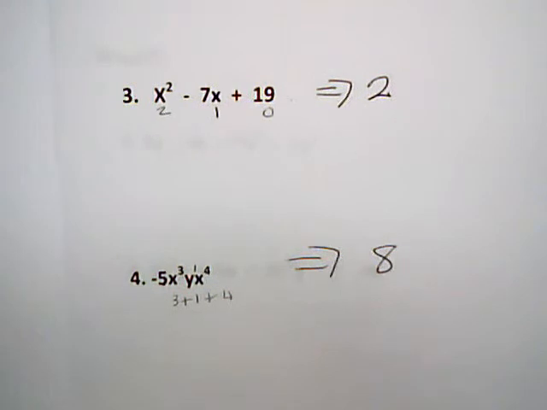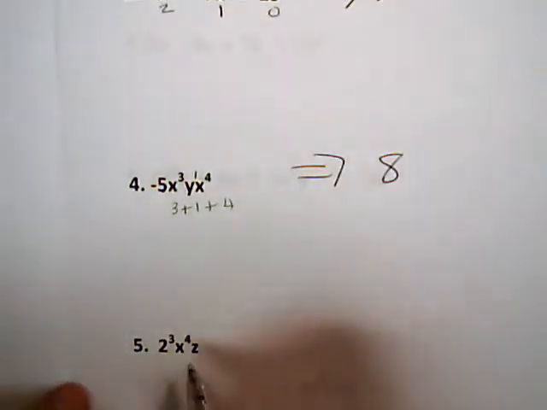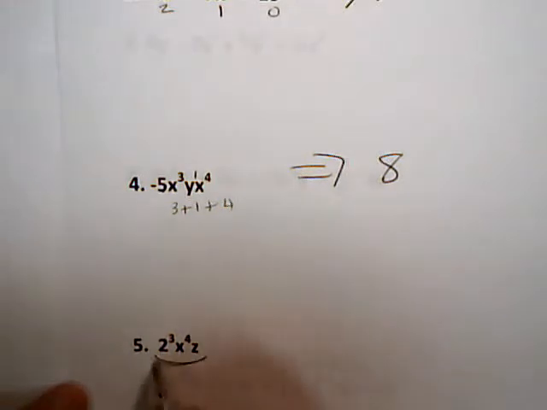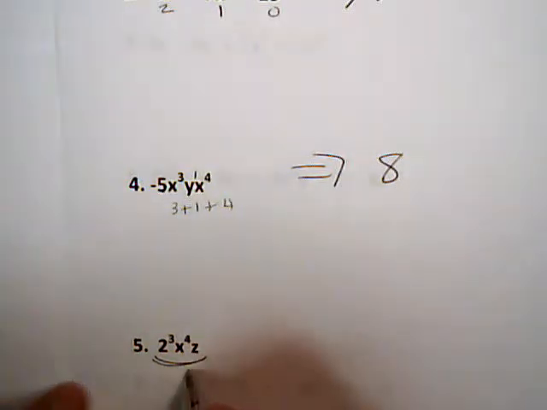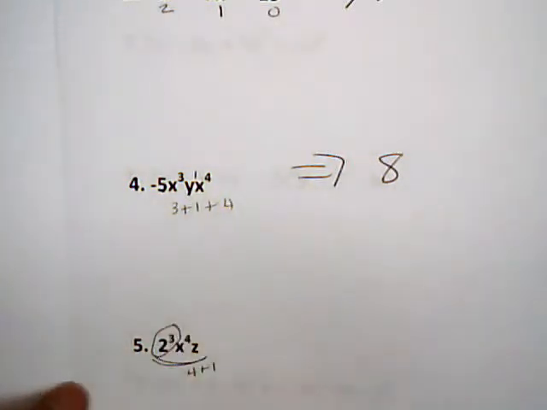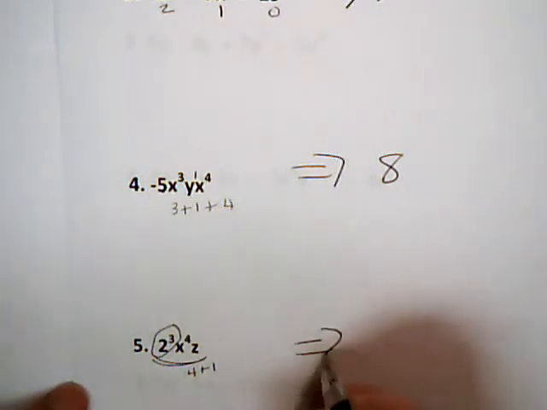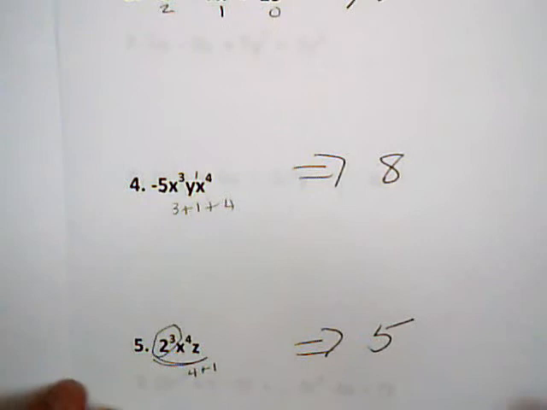All right. Number 5, 2 cubed x to the 4th z. Remember, this is a monomial, and the degree is the sum of the degrees of the variables. So that's the 4 plus 1. You do not use a degree of a constant. Remember, that's 0. So this is going to be a degree of 5.